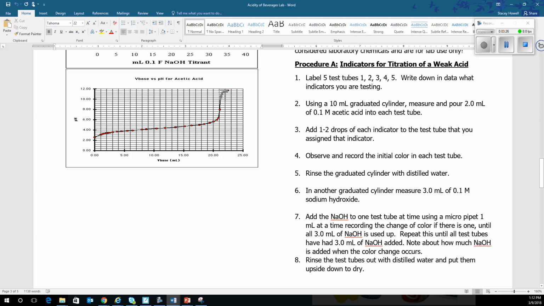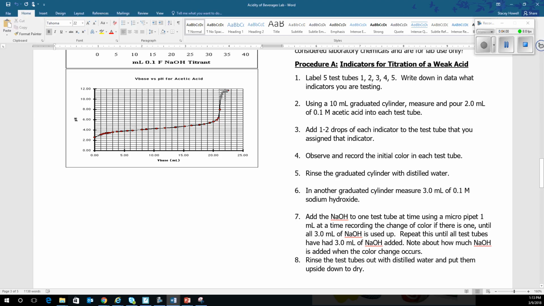You're going to use a 10 milliliter graduated cylinder, measure to pour 2 milliliters of acetic acid into each test tube, and add 1 to 2 drops of each indicator into each of the test tubes. Once you've done that, you're going to observe the initial color, okay? And you're going to rinse the graduated cylinders with distilled water. In another graduated cylinder, so you're going to use 2 graduated cylinders, you're going to add 3 milliliters of sodium hydroxide.